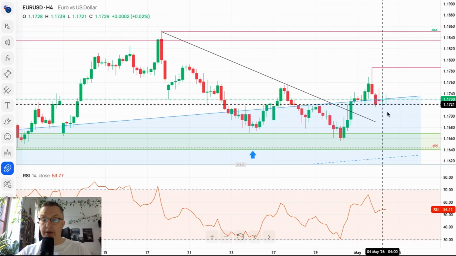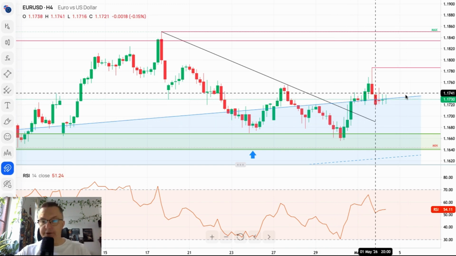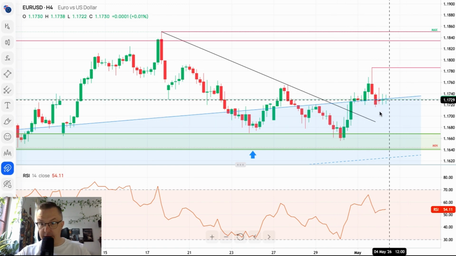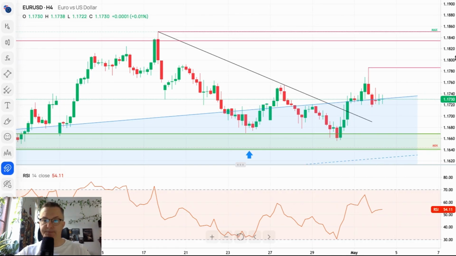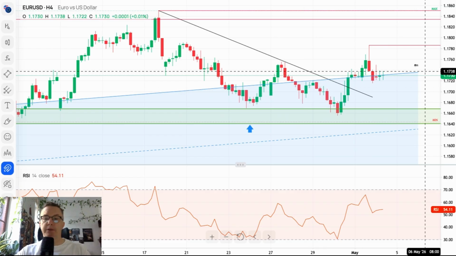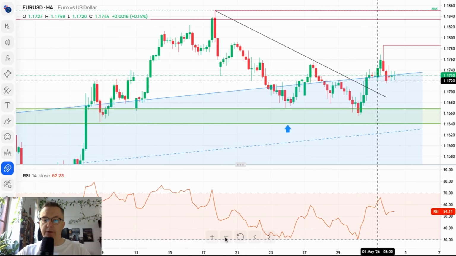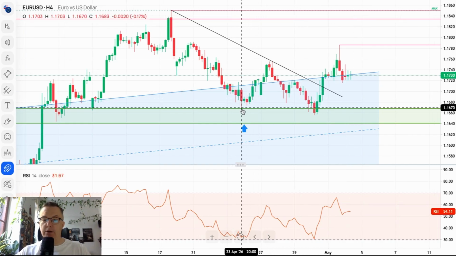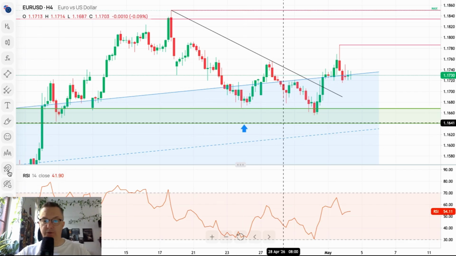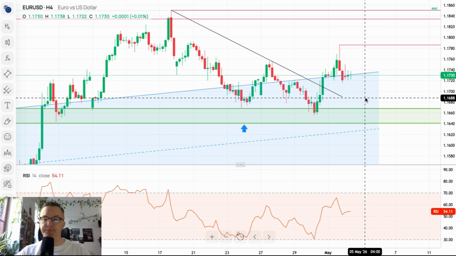For now, the market keeps moving at the channel line after the breakout, as you can see, in a very narrow consolidation, as the momentum is very close to the level of 50. So not much is going on right now on the Euro Dollar. Still, the best level for bulls is the demand zone located here, 1.1640, 1.1641. It's been here for the last 2 weeks, so you know it very well.